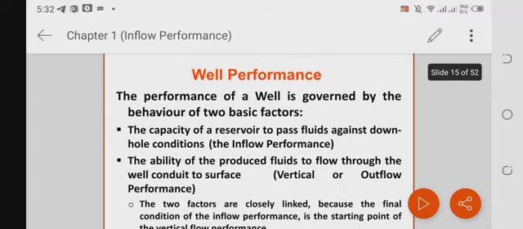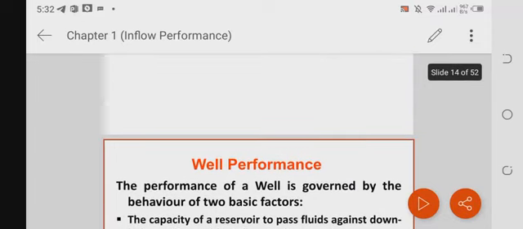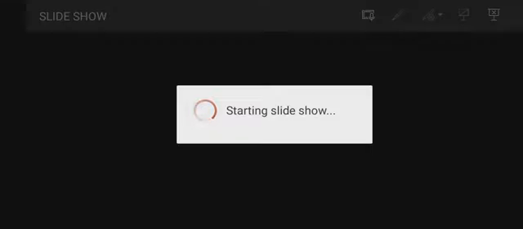Hello, fellow students. Today we will talk about reservoir performance. If you remember, in the previous lecture we said this lecture is for petroleum engineers, especially those who are working in the reservoir and production department. So today we will discuss well performance.